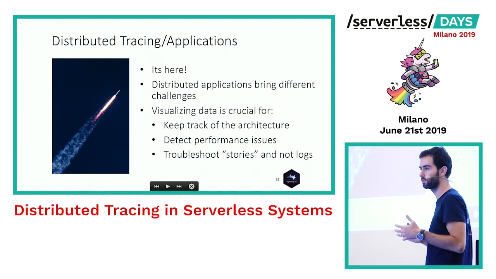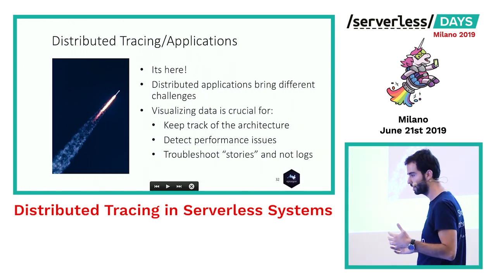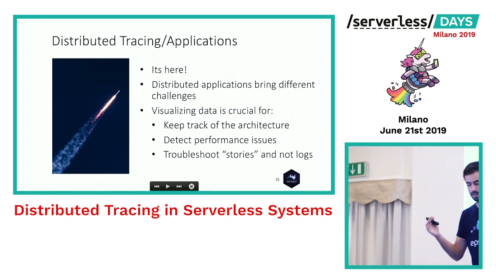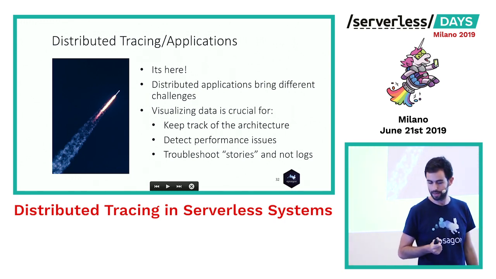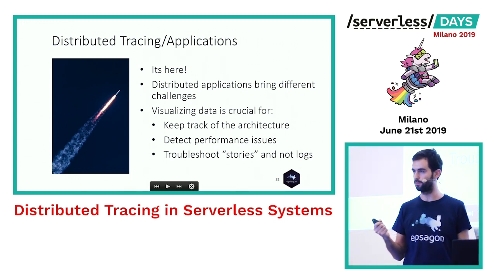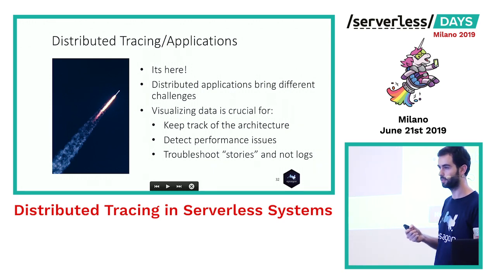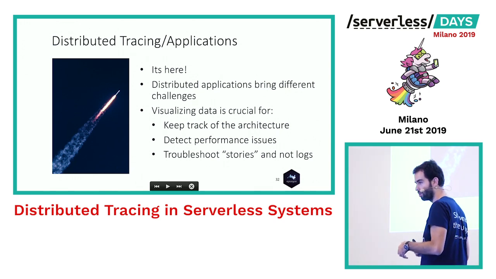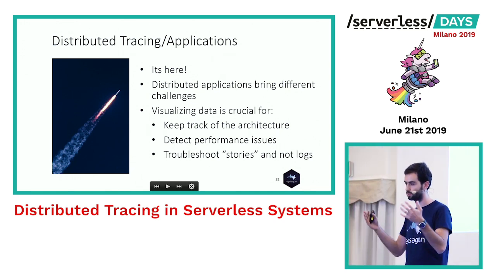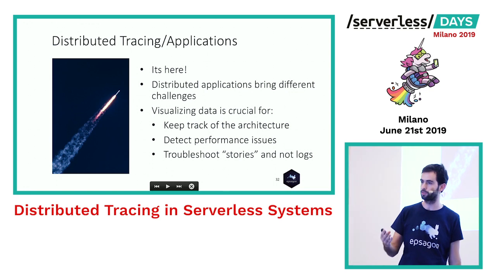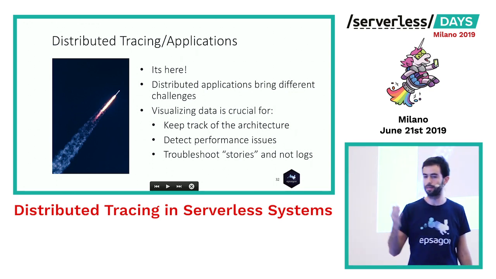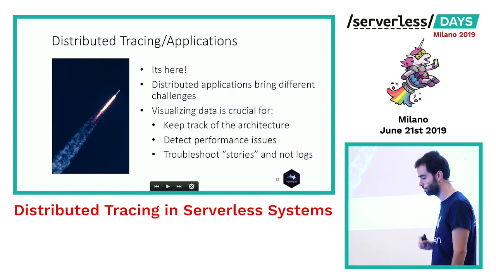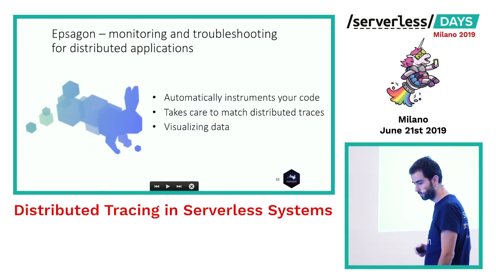And just to sum up, because I think we're running out of time, distributed applications are here, and you need the right distributed tracing tool to monitor them and get over these kinds of challenges so you won't get up in the middle of the night trying to understand what's going on. The key for success is visualizing the data correctly. Visualize it whether in a graph, in the architecture graph, or in a way to detect performance issues using the timeline view, or even troubleshoot stories rather than logs. Nobody likes to read logs in the middle of the night. I prefer to see that visually, so I'll be able to know where the problem is located.